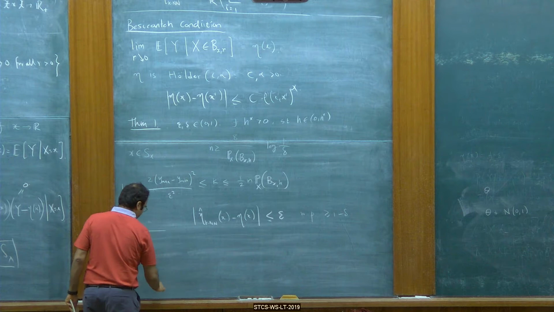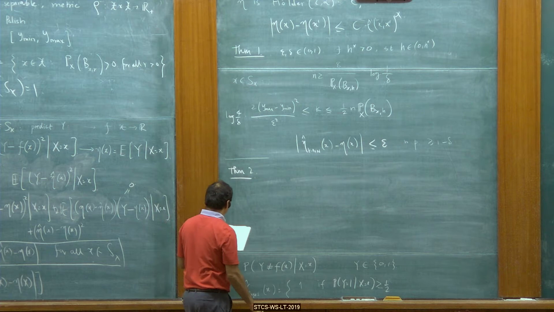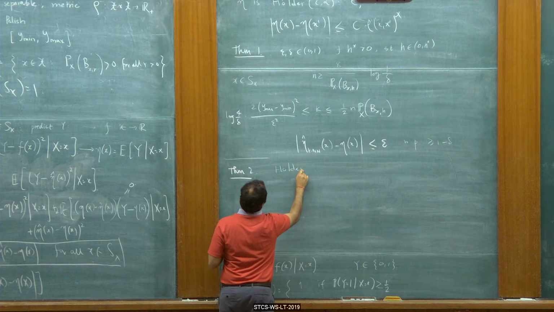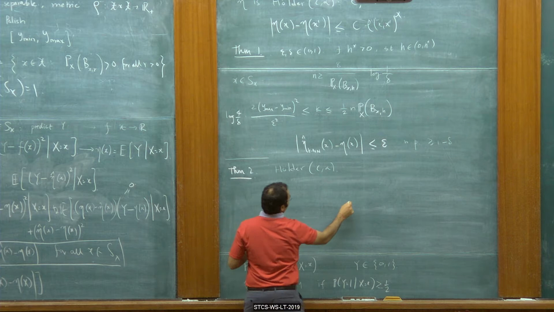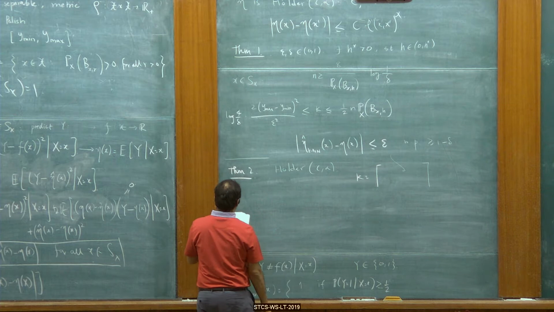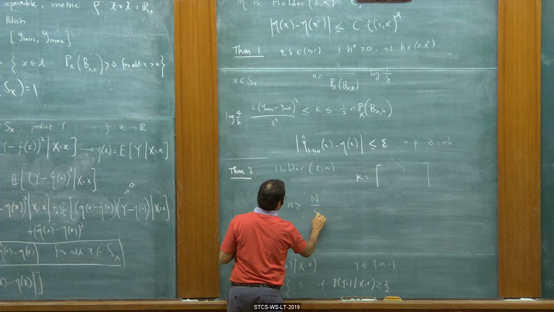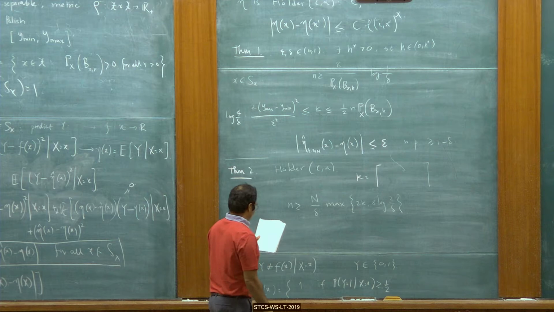And here is theorem two. And theorem two is where we'll specialize it for Holder. So in addition, you assume that it's Holder C alpha. Then let's take K equal to this lower bound, that is, K equals whatever that quantity is, just a ceiling of that because we're looking for integers. And N is greater than or equal to capital N over delta, max of 2K, 8 log 2 over delta. Okay, and for all practical purposes, this is small.